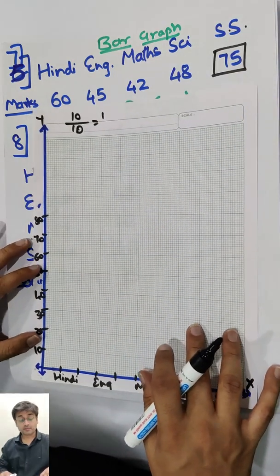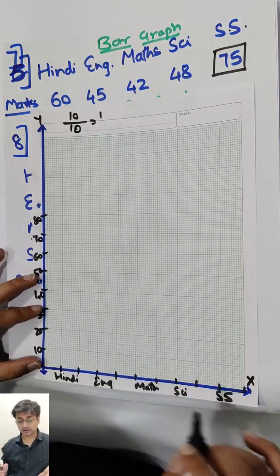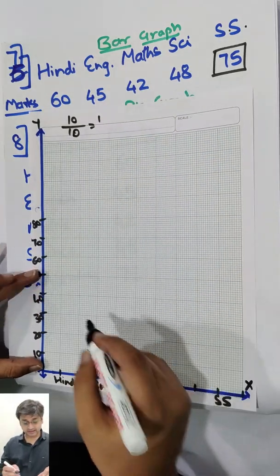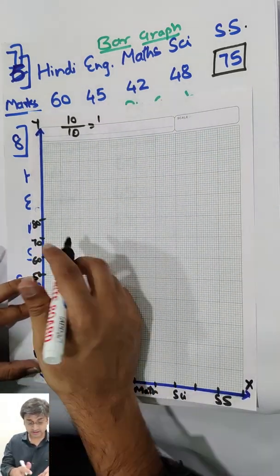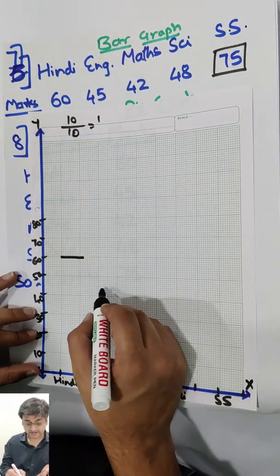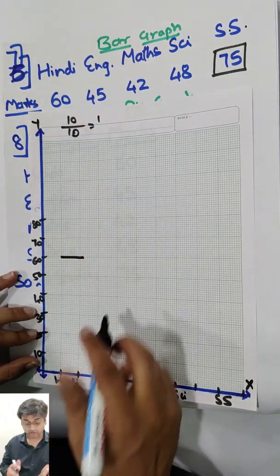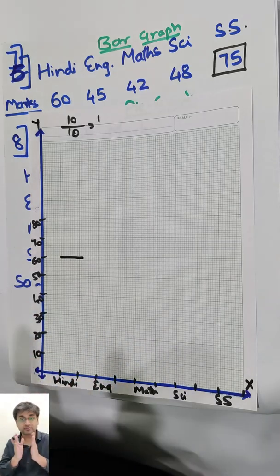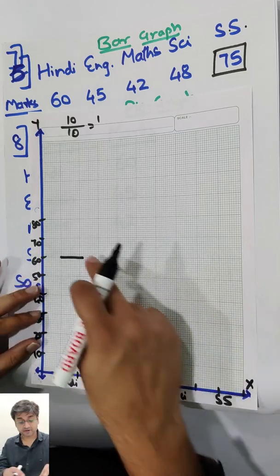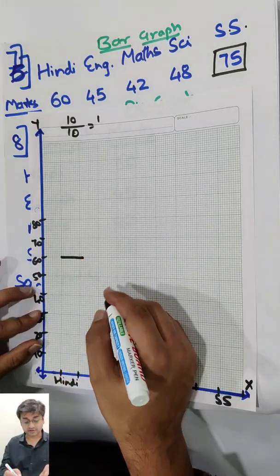Okay. So come on, pause your video and try it right now. X, Y, all this is written. Now come on. So for Hindi, 60 marks. So Hindi is right over here, 60 marks. English 45, exactly in the middle. Leave one column always, okay? It can't be stuck to each other. If you stick, then it becomes a histogram. That's a different type of bar graph. You have to leave one blank space in between, okay?